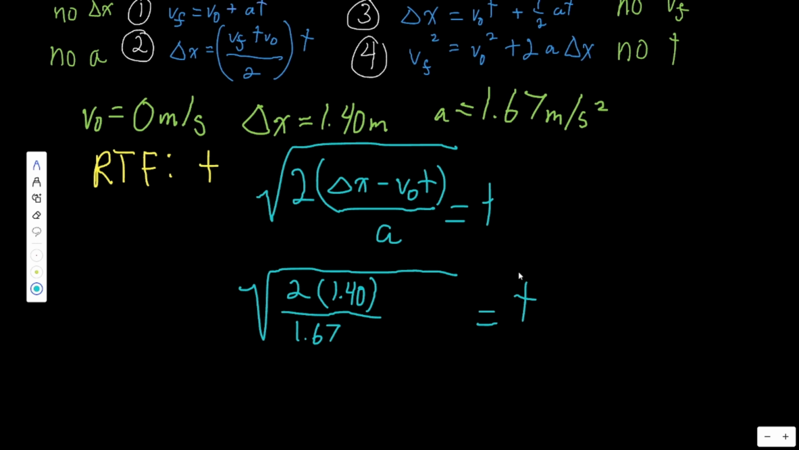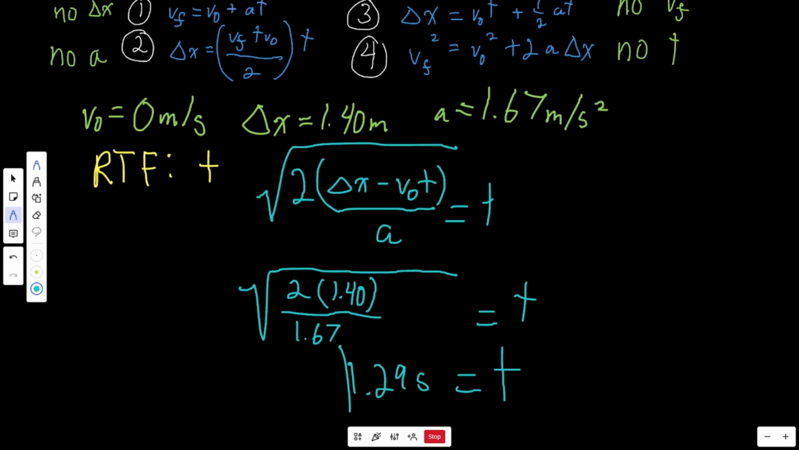And now according to the calculator, we should be getting 1.29 seconds as our time. And is that the correct amount of significant figures? Yes. So that's around 1.29 seconds as our final answer.